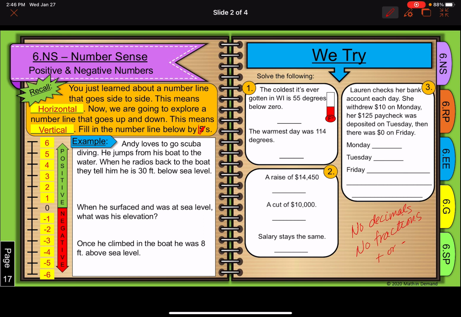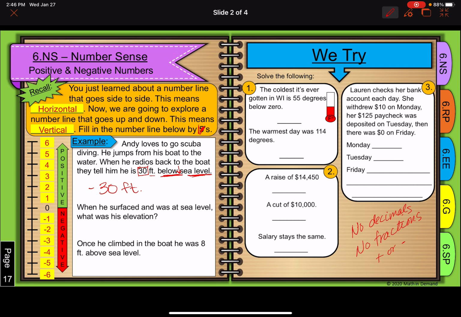So he jumps off of his boat and into the water. When he radios back to the boat, they tell him he is 30 feet below sea level. So it's important to note that he is at 30 feet and that it is below sea level. So he's down underneath whatever sea level is. Since it's below sea level, this tells us that this is a negative 30 feet in elevation. So you have to think of your elevation as its own number line. We don't have these number lines just floating around in real life.